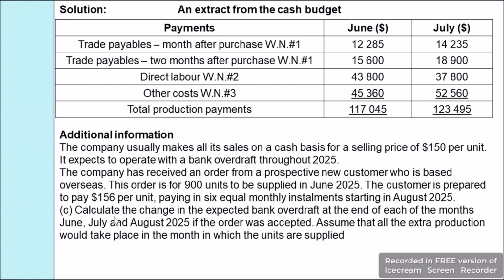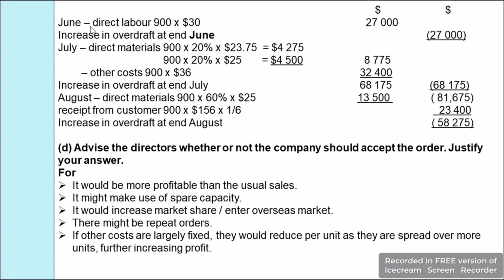In the C bit of the question, we are asked to calculate the change in the expected bank overdraft at the end of each of the months June, July and August 2025 if the order was accepted, assuming that all extra production would take place in the month in which the units are supplied. So now it is given that the extra production will take place in the month when it is supplied, and here the month in which the goods will be supplied will be June. So the production will take place in the month of June.